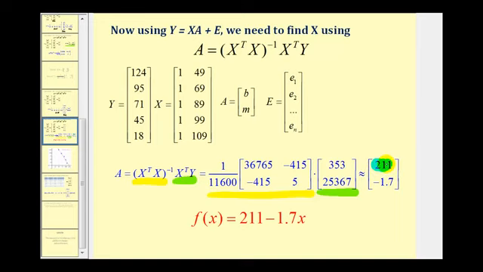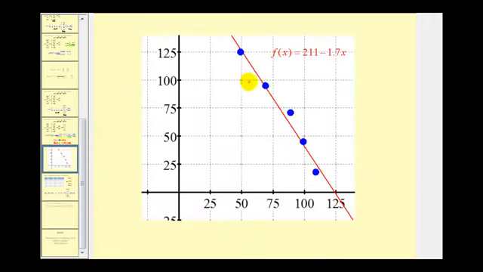So 211 is B, or the y-intercept of our regression line, and negative 1.7 is the slope of our regression line. So we have f of x equals 211 minus 1.7x. Or if we want to put this in slope-intercept form, we could say f of x equals negative 1.7x plus 211. Here's a graph of our line over the data. You can see that the line does fit the data pretty well, so it is a good model for the data.